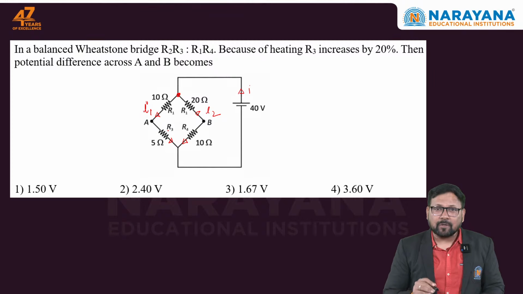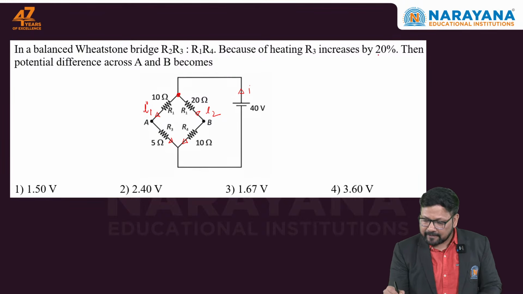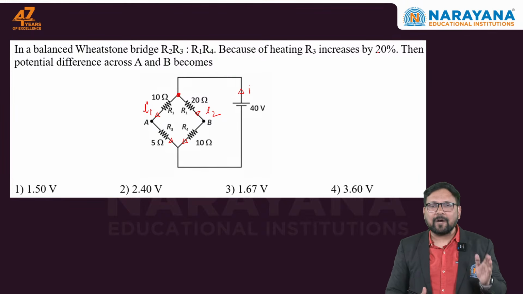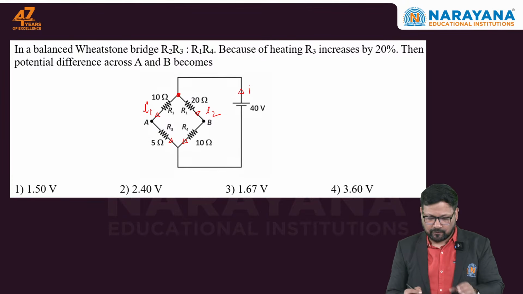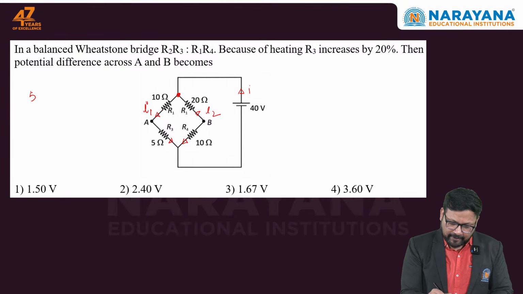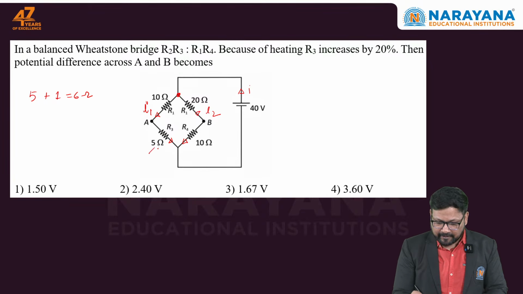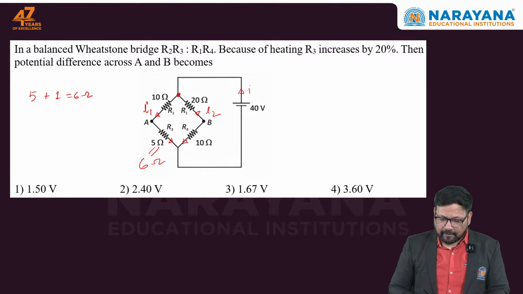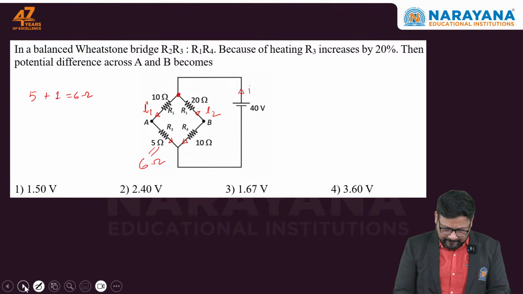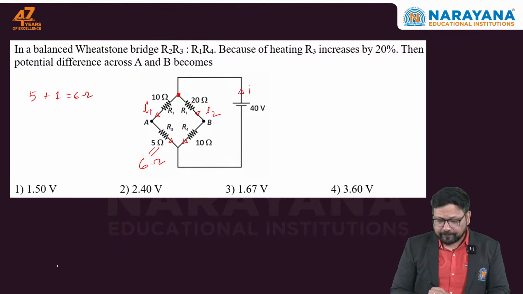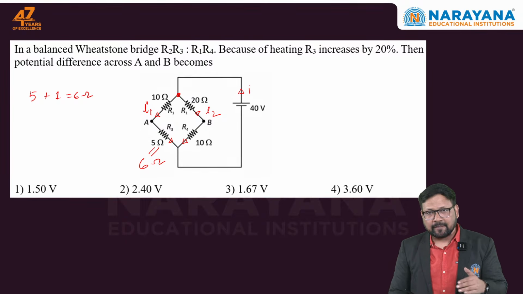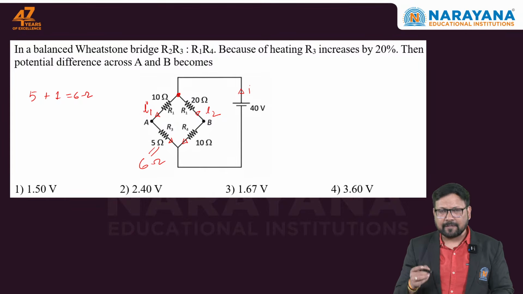This R3 is not 5 anymore. It has increased by 20%. 5 plus 20% of 5. Okay, so 5 plus 1, that is 6 ohm. 20% of 5, so this becomes your 6 ohm. Now solve the question. As I said, there are various ways of solving it. I am solving it with current calculation, and then VI will calculate.